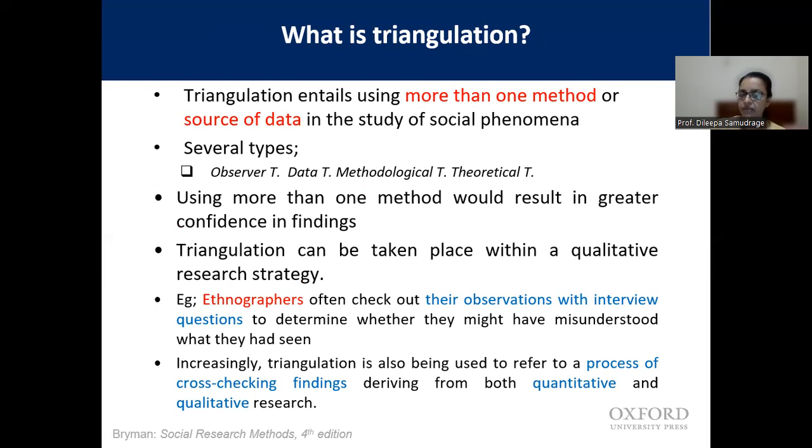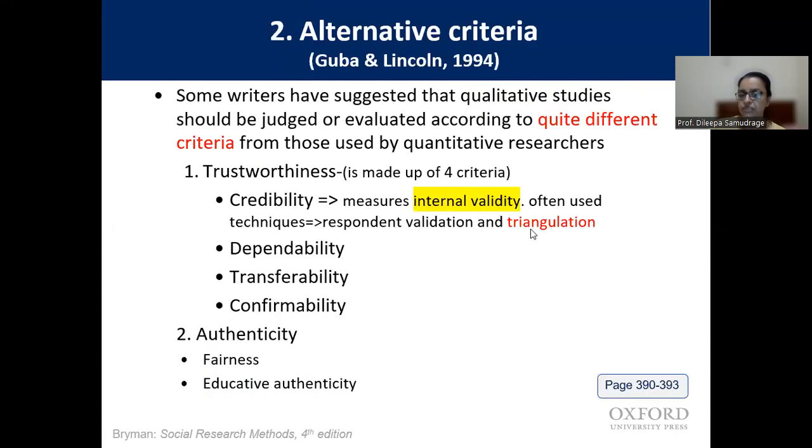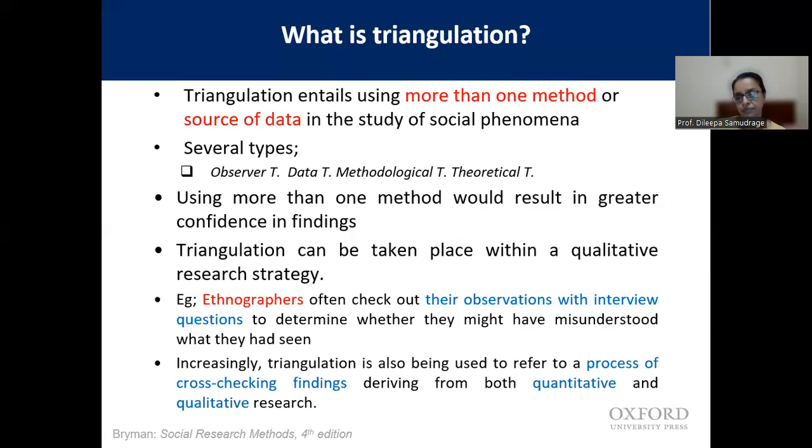There are several types of triangulation: observer triangulation, data triangulation, methodological triangulation, and theoretical triangulation. Simply, if we take data triangulation, you can collect data using questionnaires, interviews, observations, and also documentary analysis. Say you collect data by questionnaire and from interviews. If both methods say the same thing, then there is data triangulation. You can establish validity and reliability using that. So under trustworthiness we use this method. Mostly in qualitative research, we use triangulation as the data validation tool, right? Okay.